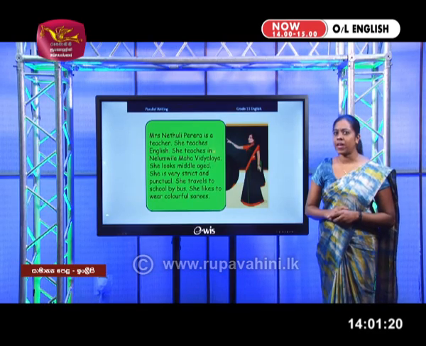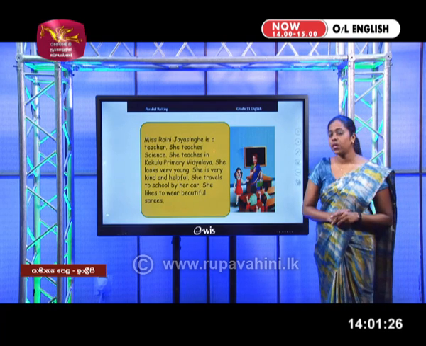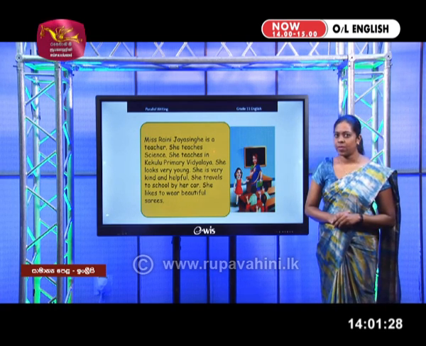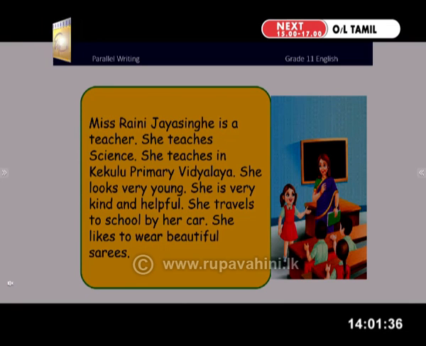Let's read another paragraph. And this is also about a teacher. Right? When you read this, see whether you can see the similarities between this paragraph and the previous one. Miss Raini Jaisingha is a teacher. She teaches science. She teaches in Kakulu Primary Vidyalaya. She looks very young. She is very kind and helpful. She travels to school by her car. She likes to wear beautiful saris.